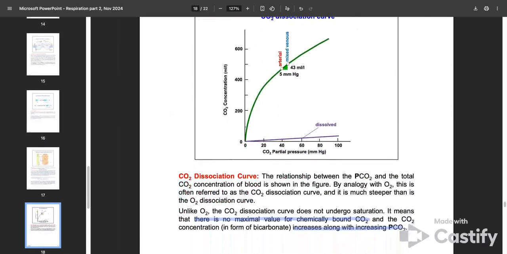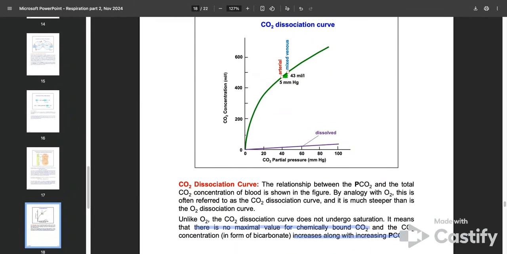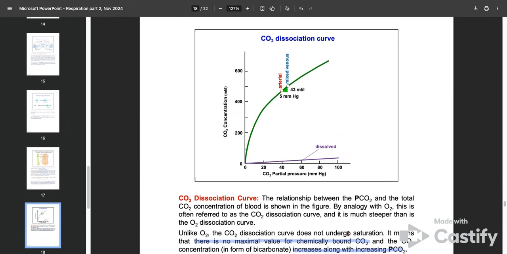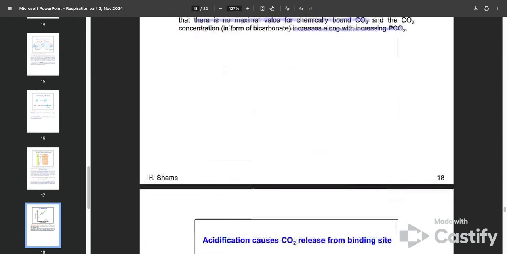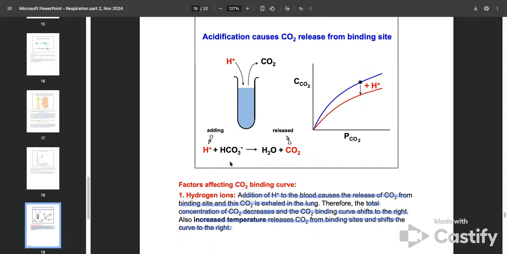Okay. So this is the carbon dioxide dissociation curve. Just know that there is no maximal value for chemically bound carbon dioxide, and it increases along with the increasing partial pressure of carbon dioxide. This is what I was going to talk about. We have this reaction where? In the lungs, when we want to release the carbon dioxide.